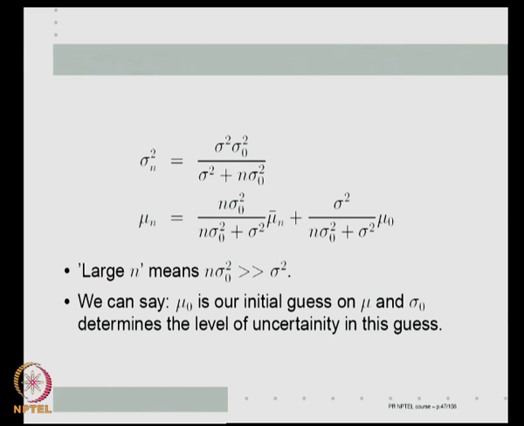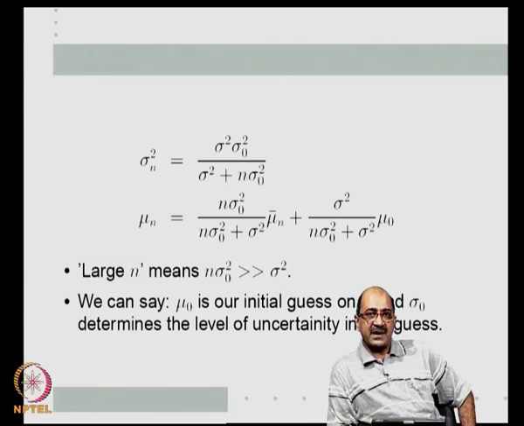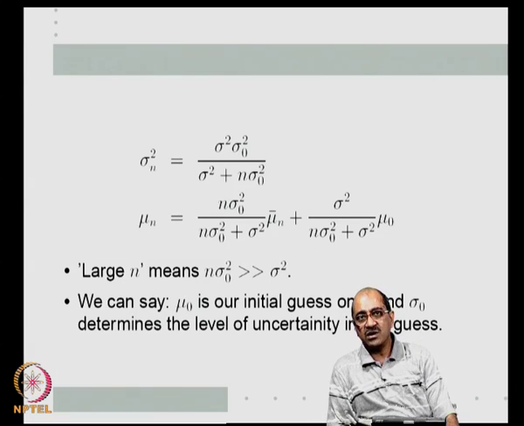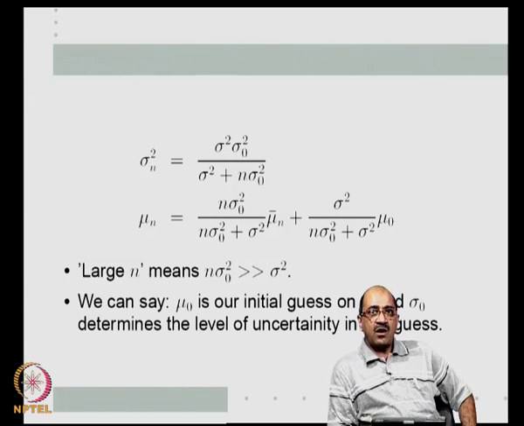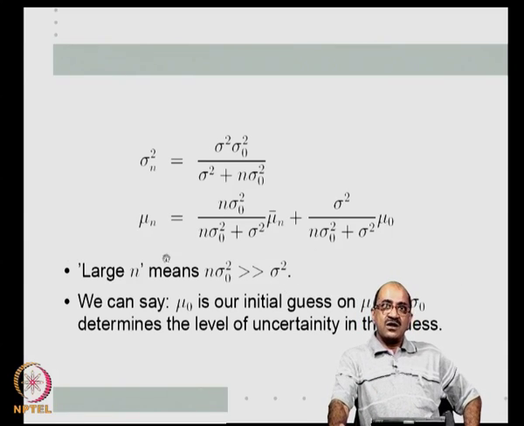I can think of mu 0 as the initial guess and sigma 0 as the level of uncertainty in this initial guess. Taking a large sigma 0 in my prior density means I am not too sure of my guess mu 0, right. That is why the Gaussian will be very, very widely spread. If sigma 0 is small, I have a lot of confidence.